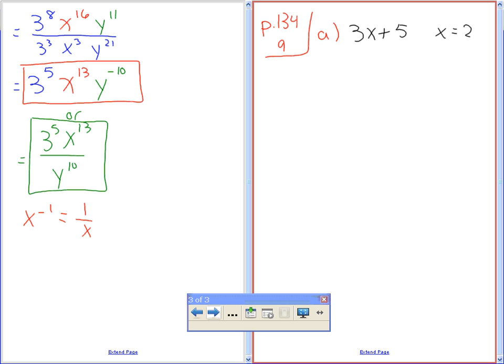Yeah, very good. This is like 3 times x, so that's 3 times 2 plus 5. So 3 times 2 is hopefully 6, which is 11. So that's what you have.